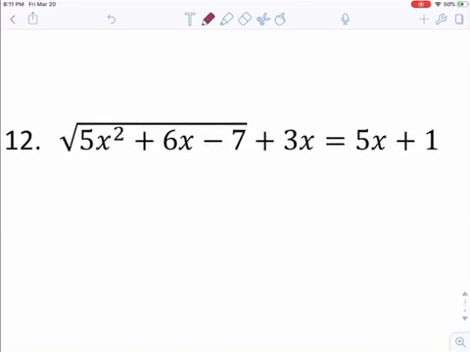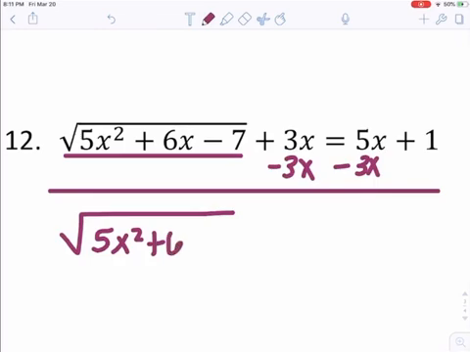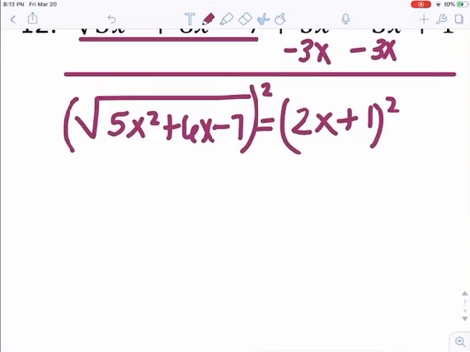Okay, number 12. Now we have this really long square root that we got to get by itself. So I'm going to subtract the 3x. And I get the square root of 5x squared plus 6x minus 7 equals 2x plus 1. Now that it's isolated, I'm going to square both sides. Yay, more foiling. So 5x squared plus 6x minus 7. The radical goes away, just left with what's inside.